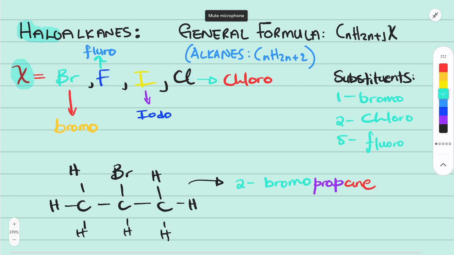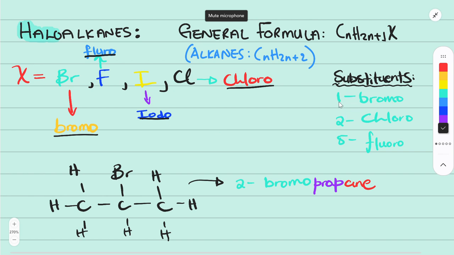When we refer to bromine, we say bromo. For fluorine, we say fluoro. Iodine is iodo, and chlorine is chloro. We mostly refer to these as substituents because they are substituted in place of hydrogens. It's the same idea as side chains: side chains are substituents too, but in most cases we say the halogens are the substituents, because the branches we call side chains.